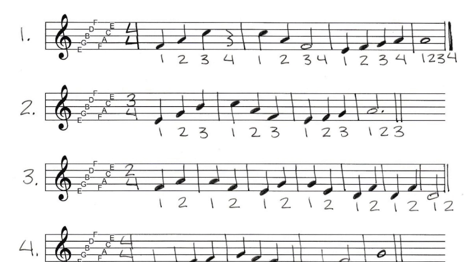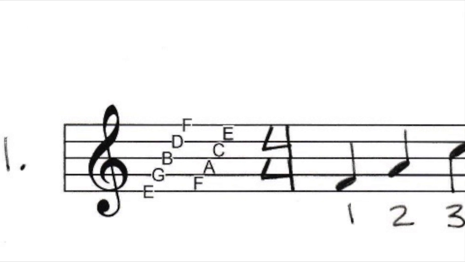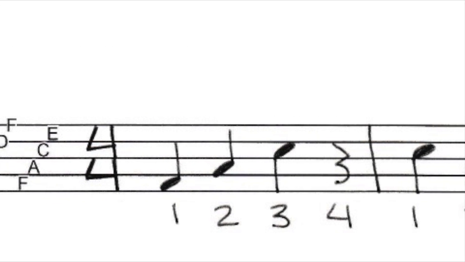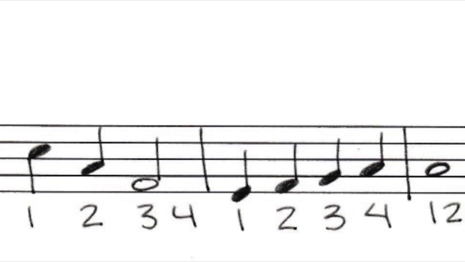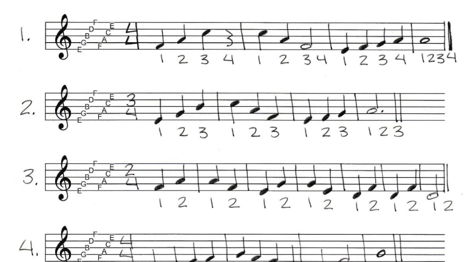Example 1 is in 4/4 time. It uses quarter notes, quarter rest, half note, and whole note. Let's clap and count this rhythm. I'll give us 4 beats and then we'll begin. 1, 2, 3, 4. 1, 2, 3, 4. 1, 2, 3, 4. Example 2 is in 3/4 time, which means there are 3 beats in a measure and the quarter note gets 1 beat.